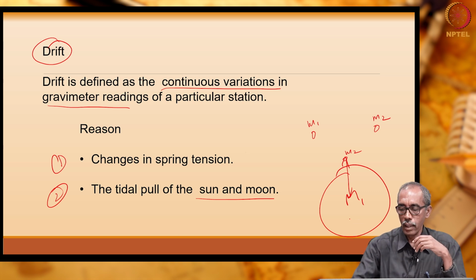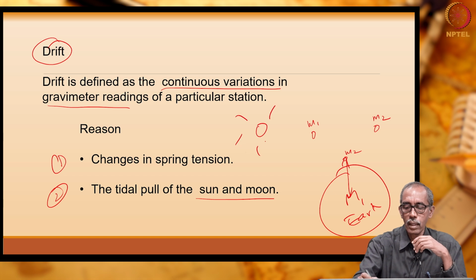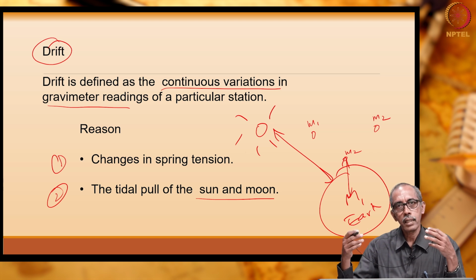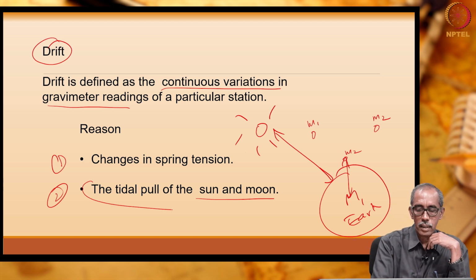In the same way, this is earth and we have the sun here. The sun and the earth are also attracted towards each other, right? This will affect the gravity value which we are going to measure, right? So, that is the second reason.